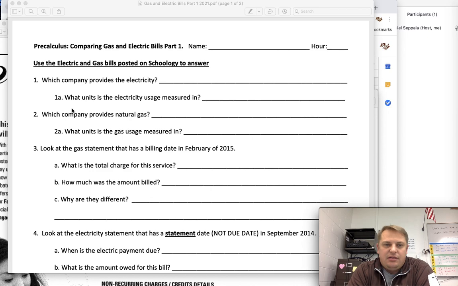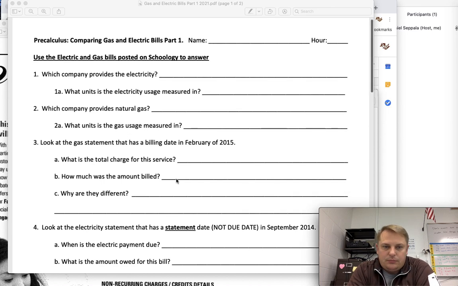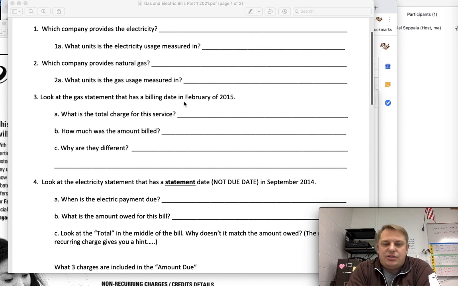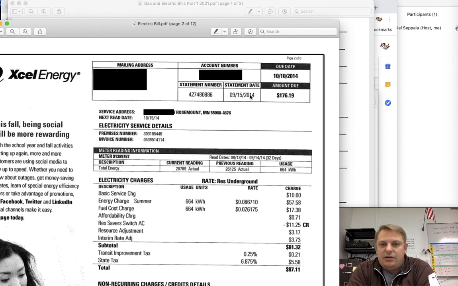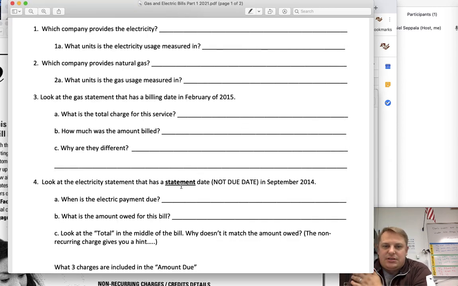So anyway, the first couple of questions are just looking at the bill, identifying the company that provides the electricity and what units they measured in, what company provides the gas, and what units they measured in. The gas company is a little bit harder to figure out. It's not stamped with a big logo in the upper left-hand corner. But if you look in the description, they talk about Minnesota something resources, and that is the company name. Make sure you pay attention to the difference between a billing date and a statement date, or a due date. On the gas bills, they call it a billing date and a due date. We're mostly going to use the statement date or the billing date and not the due date.